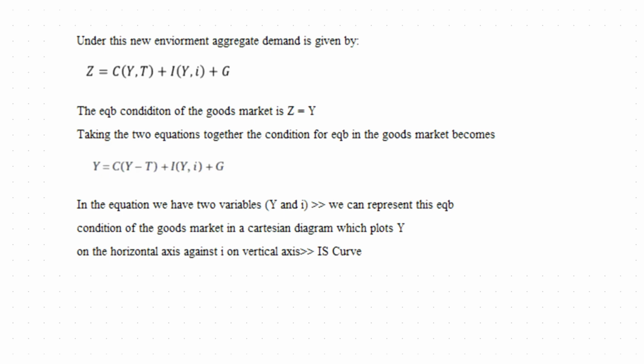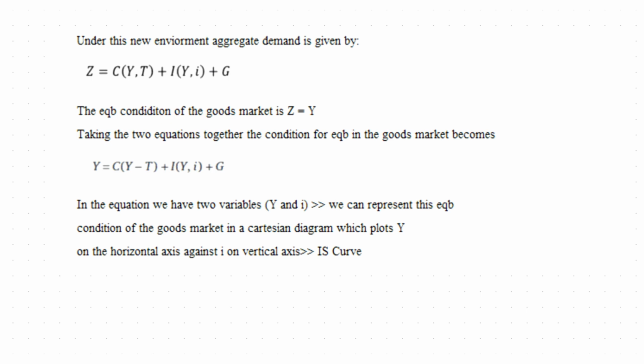Now, we know the equilibrium condition for the goods market is Z is equal to Y. So, taking these two equations together, the aggregate demand equation and the equilibrium equation, the condition for equilibrium in the goods market becomes Y is equal to Z, and this Z is just equal to this. So I'm just plugging it in here. So now in this equation, we have two variables, Y and i. We can represent this equilibrium condition of the goods market in a diagram which plots Y on the horizontal axis against i on the vertical axis, and this gives us what is called the IS curve. So we get the IS curve by plotting our goods market equilibrium condition in a diagram with Y on the horizontal axis and i on the vertical axis.